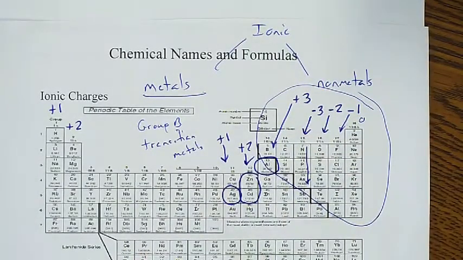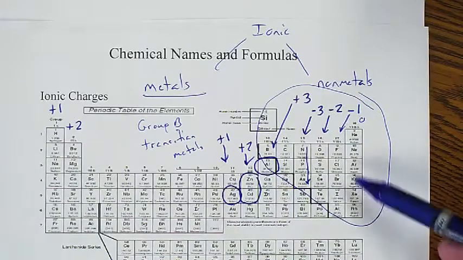When they combine with each other, metals want to get rid of electrons, nonmetals want to take them, and that's how they go together. NaCl: sodium loses one electron, chlorine gains one. They're happy that way. One's got a plus one charge, one's got a negative one charge. The total charge of that compound is 0. And so the only way that compound can go together is NaCl.